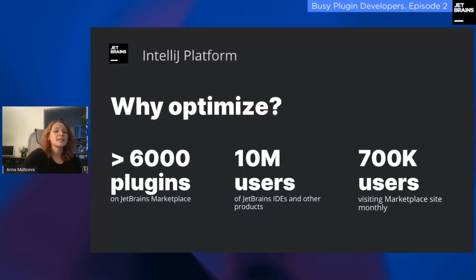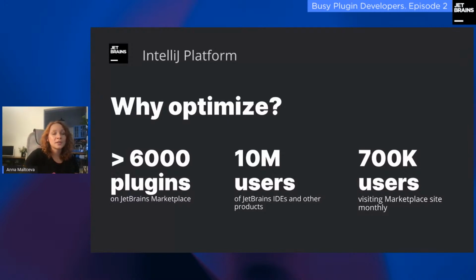JetBrains Marketplace is an ecosystem of more than 6,000 plugins, and there are many awesome plugins out there, really, but some authors just underestimate the content of their plugin page. However, it can be a very effective marketing tool if you use it properly, of course. So when you publish your plugin on the marketplace, it becomes available to 10 million JetBrains product users.